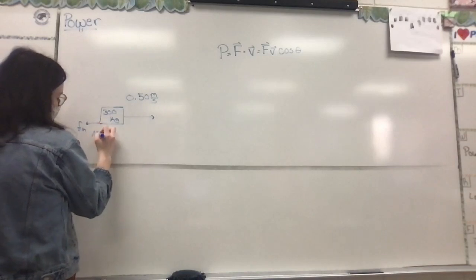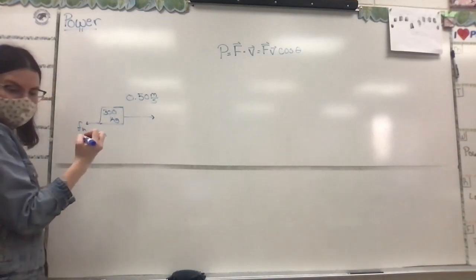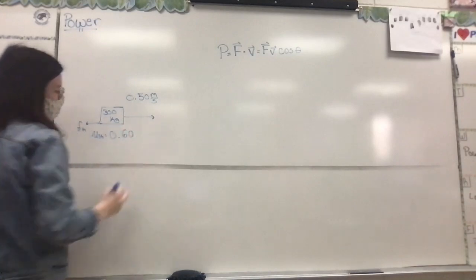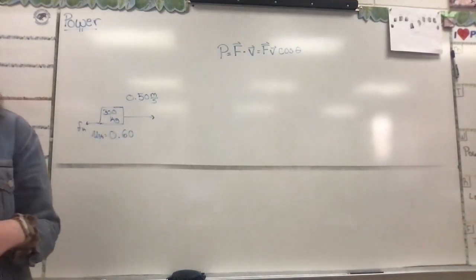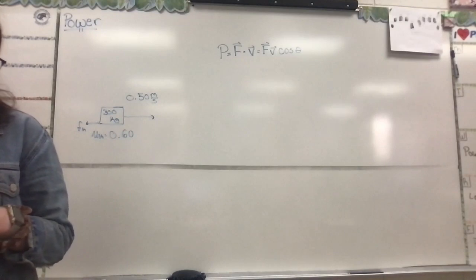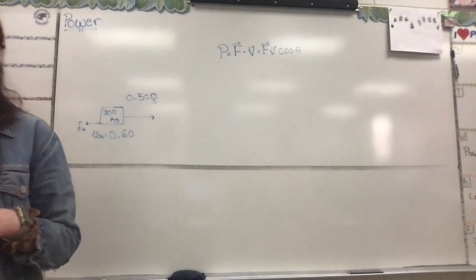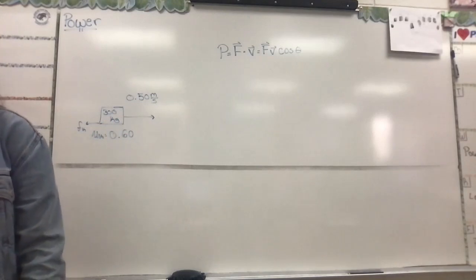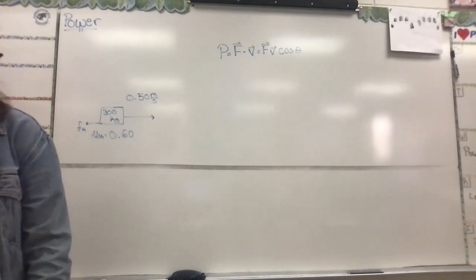And our coefficient of kinetic friction is going to be equal to 0.60. That's a big friction constant. It is a big friction constant. But, I mean, this is a really big machine that we're trying to drag. So there's a lot of friction going on there.